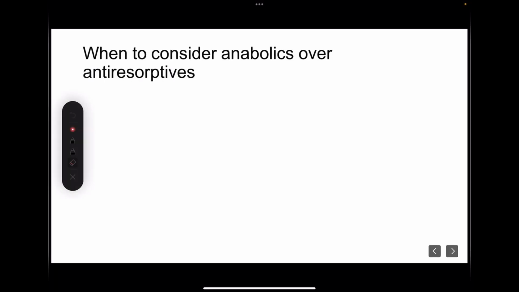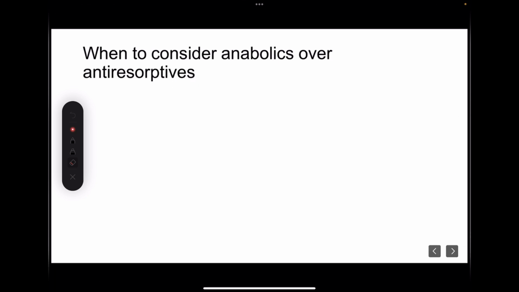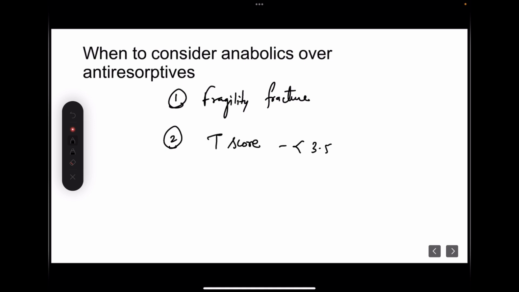So when should we consider anabolic agents over antiresorptives? There are two conditions. One is whenever a patient presents to us with fragility fracture. The presentation is of fragility fracture, then always consider anabolic over antiresorptive agent. Second is when the T-score is very low, that is less than -3.5. In these two conditions, we should always start anabolics over antiresorptives. Okay.